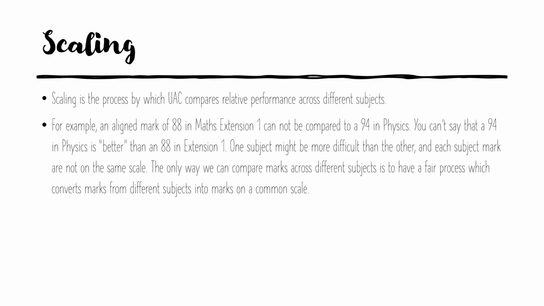So now we're moving on to scaling. Scaling is the process by which UAC compares relative performances across different subjects. For example, an aligned mark of 88 in Maths Extension 1 cannot be compared to a 94 in Physics. You can't say that a 94 in Physics is better than an 88 in Extension 1. One subject might be more difficult than the other, and each subject's marks are not on the same scale. The only way we can compare marks across different subjects is to have a fair process which converts marks from different subjects into marks on a common scale. And this is what scaling attempts to do.